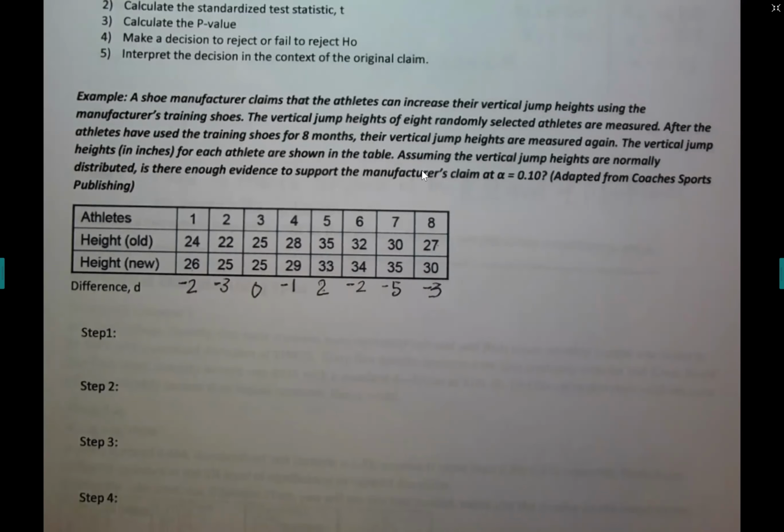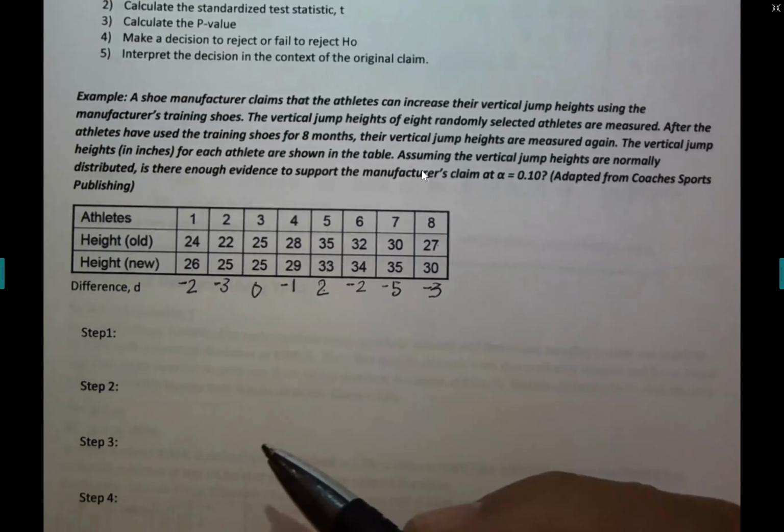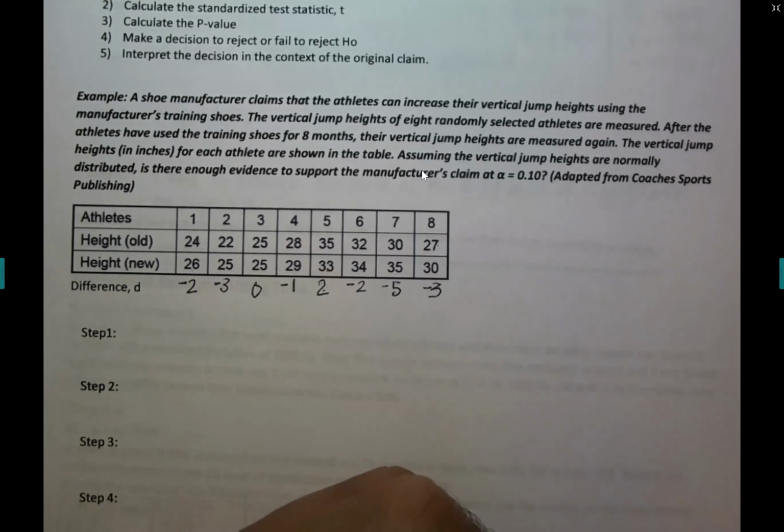But based on what I just did, what do you guys feel? Do you feel that wearing the shoes does work in general, on average? Yes or no? Yes. You could say yes, but you still need to perform a hypothesis test. And now I'm going to show you guys how to perform the test.